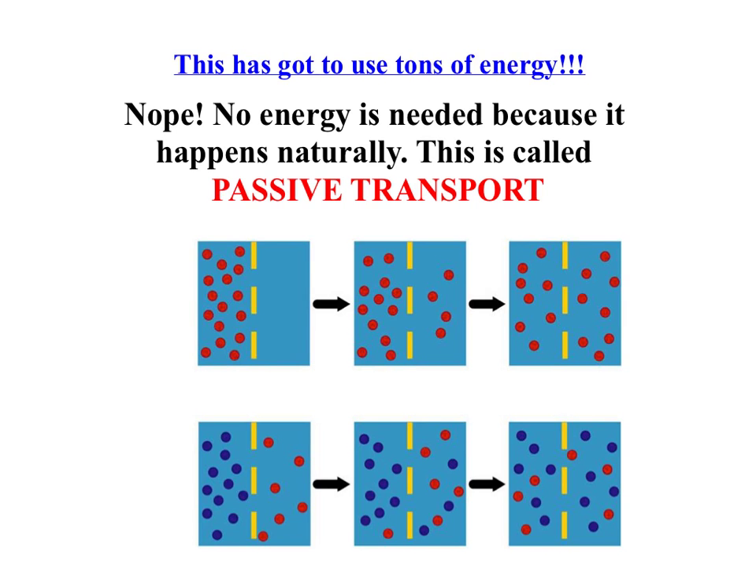If you said it has to use tons of energy, cross that out. Nope, nope, nope. Diffusion and osmosis are fantastic and super useful to our bodies because no energy is needed. Remembering from our last set of notes, this definition is called passive transport. Passive meaning no energy.